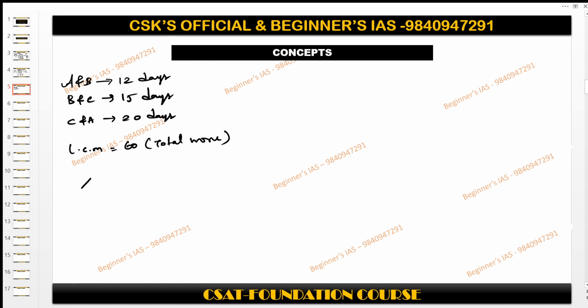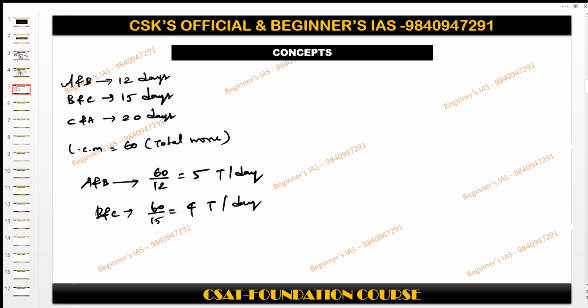After knowing the total work, find out A plus B's capacity per day. Listen carefully here. That is 60 by 12. So A plus B working have the capacity of making 5 toys per day. Then B and C have the capacity of making 4 toys per day. C and A have the capacity of making 3 toys per day.